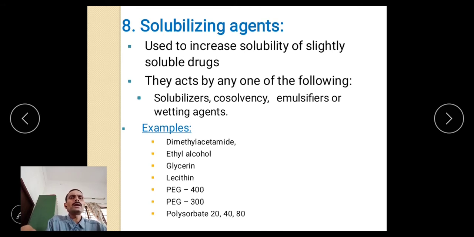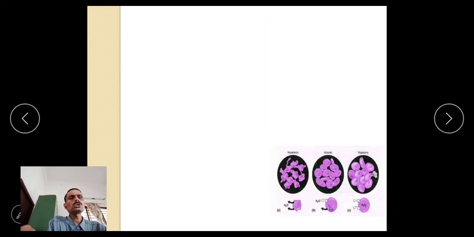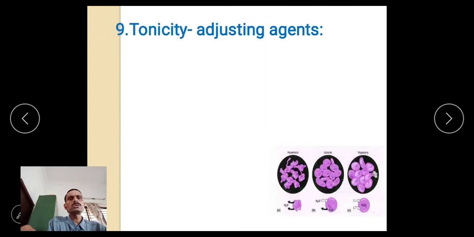So they act as solubilizers. You dissolve the drug in a small amount of these solvents and dilute with a diluent like WFI or vehicle, thereby enhancing the solubility. That is called a co-solvent. Next is tonicity agents.